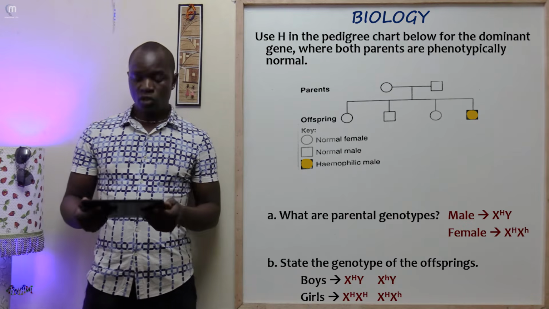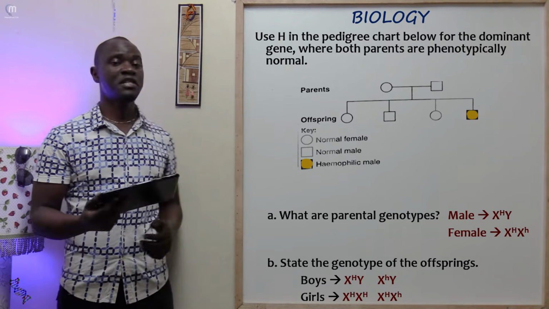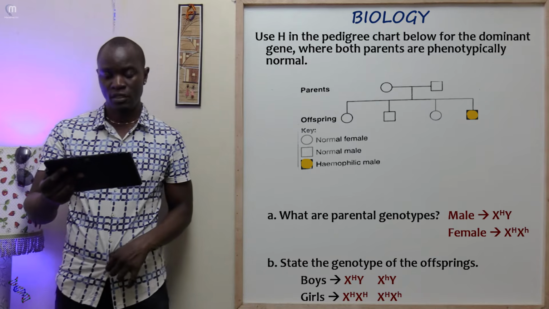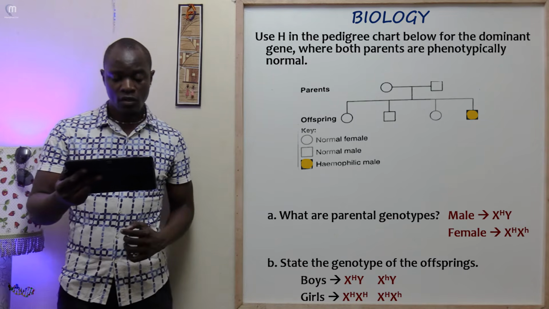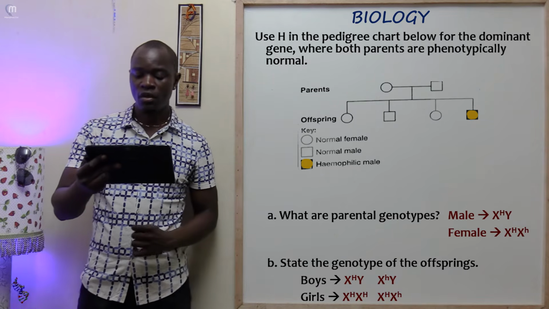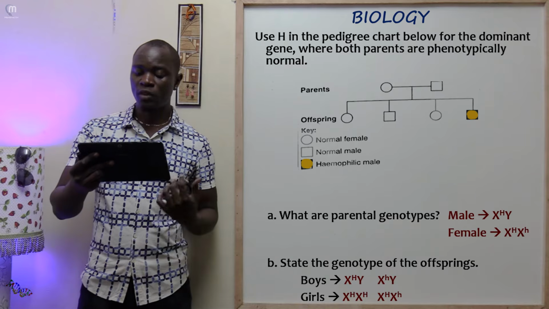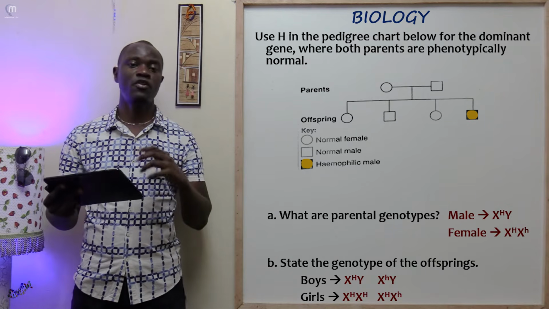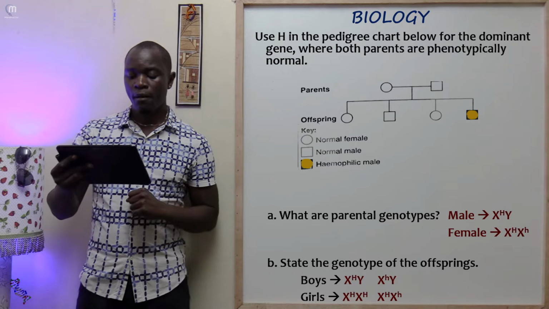So we go to the next question, as you can see, apart from genetic engineering. The next question is talking about a pedigree chart. It's saying, use H in the pedigree chart below for the dominant gene where both parents are phenotypically normal. So I've been told that both parents are phenotypically normal.